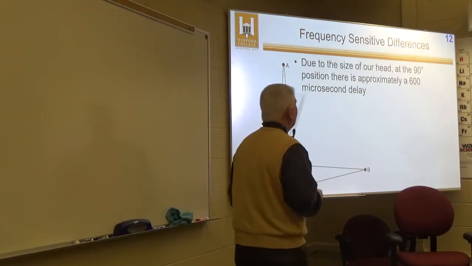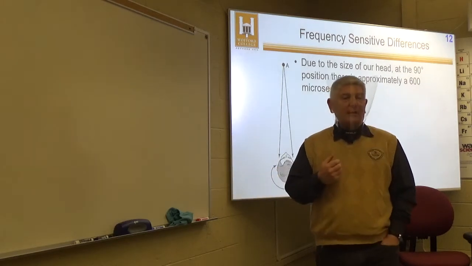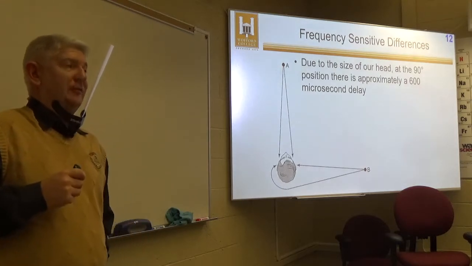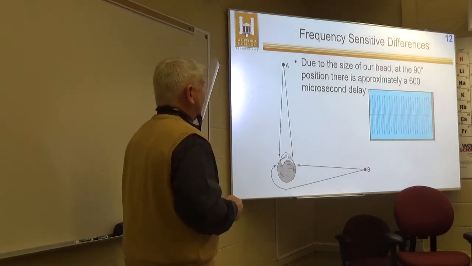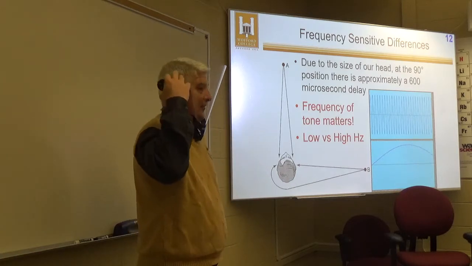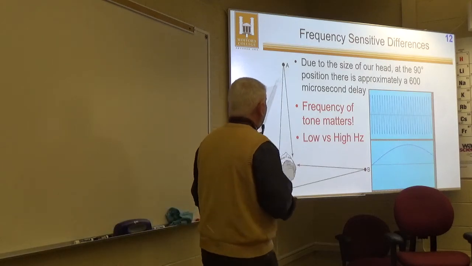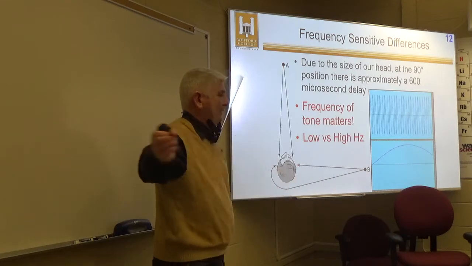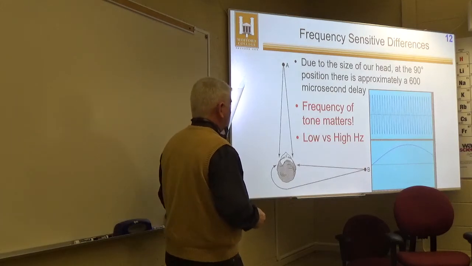So we now have two other ways in which we can detect sound that are frequency specific. One for low frequencies and one for high frequencies. And because of the size of our head, and because our heads are typically all about the same size, it takes about 600 microseconds for sound, if it's directly perpendicular to us, 90 degrees to us, to travel around our head.